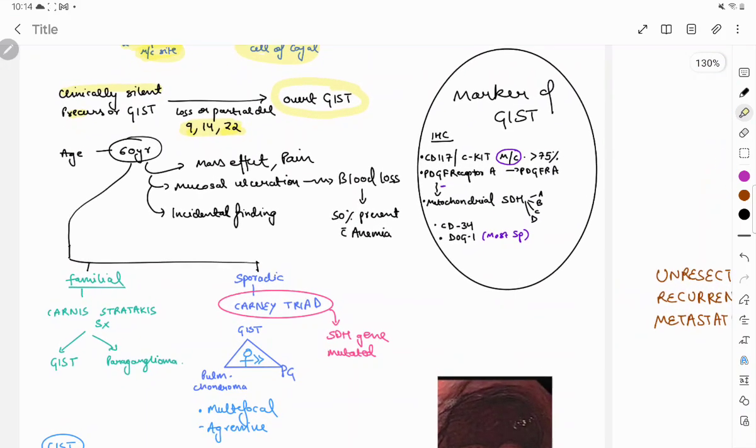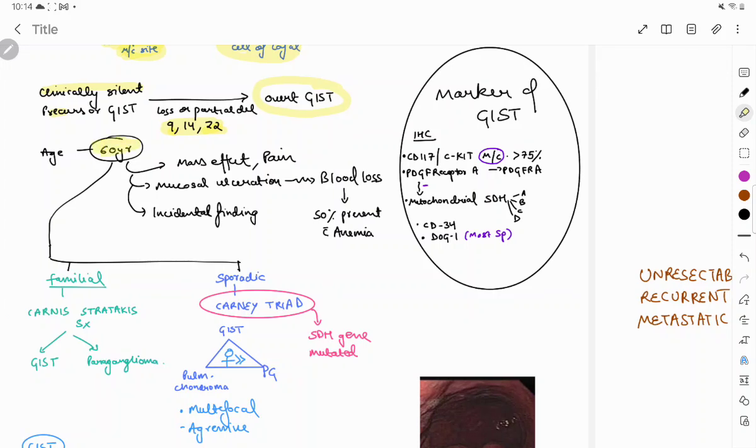we can manifest GIST, that is an overt GIST. Talking about a little bit of epidemiology, these occur generally in a patient who is 60 years old, and the patient can present with a mass effect or pain, but the most common manifestation which the patient presents with is mucosal ulceration leading to blood loss and upper GI hemorrhage. Now, around 50% of patients with this blood loss will present with anemia and its signs and symptoms. So this mucosal ulceration, blood loss and anemia are some common presentations seen in the patient with GIST. Or sometimes doing a radiography or a surgical intervention for some other reason can give an incidental finding of GIST.